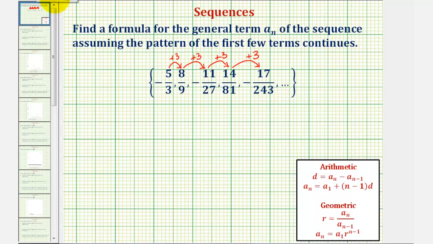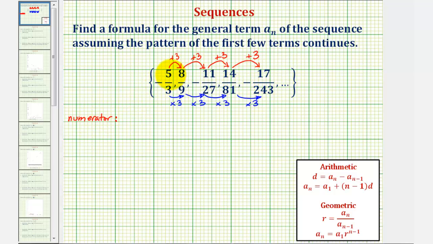And now looking at just the denominator, again ignoring the signs, notice how the pattern is we would multiply by 3 to find each denominator. And therefore we can use the geometric formulas to find a formula for the denominator. So again, focusing on just the numerator, we'll find the formula, and then we'll focus on just the denominator and find the formula, and then we'll determine how to alternate the sign.